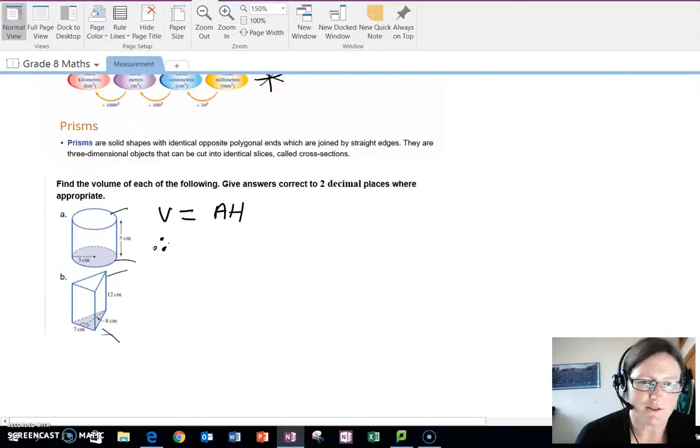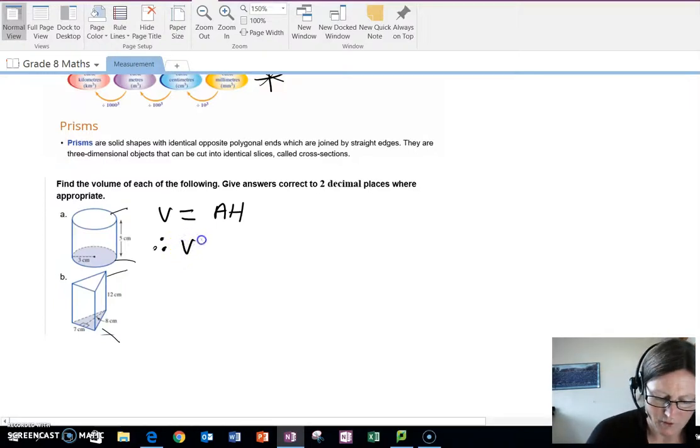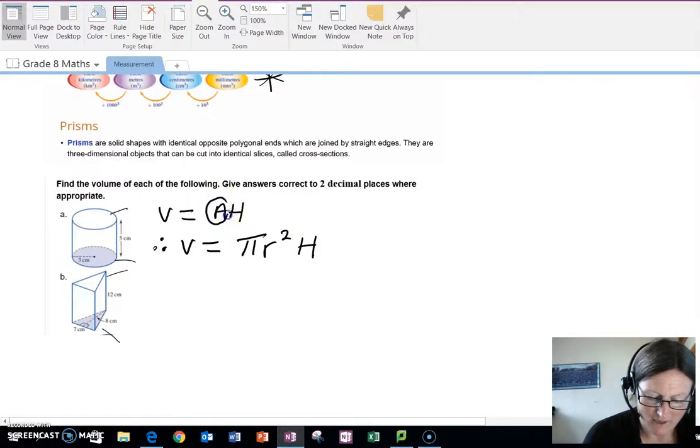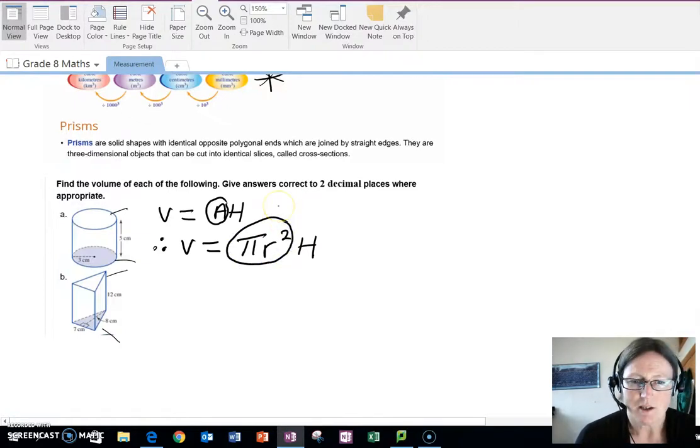Then you say to yourself, A is the area of the base. What shape is the base? The base is a circle. So instead of writing A, we'll write down the formula for the area of a circle, pi r squared, and we times that by H. So in other words, this A, which stands for the area of the base, is replaced by pi r squared, which is the formula for the area of a circle, as the circle is the base.